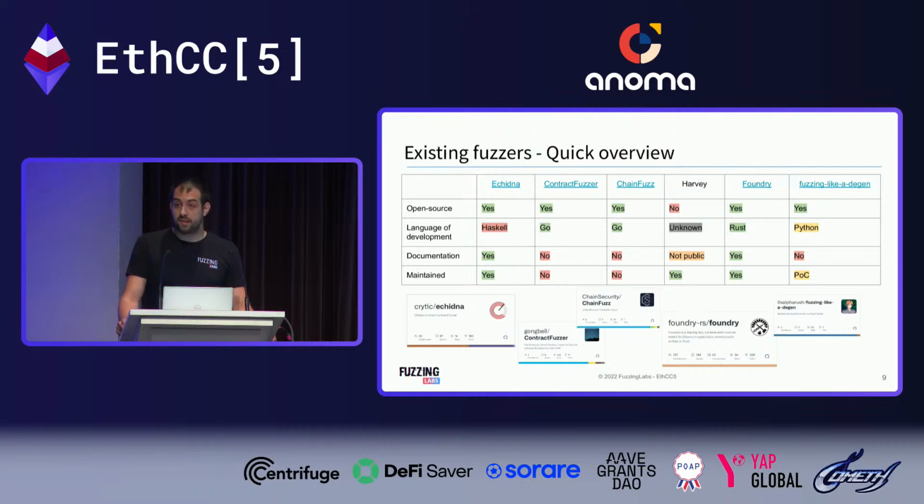The last point is whether it is maintained or not. That's really important, especially if you want to start to learn how to use a fuzzer, and this fuzzer will be updated over time, fitting with the new opcodes and the new things that will come in the ecosystem and in smart contracts. So that's also a key point. That's where you see that Contract Fuzzer and ChainFuzz are actually not maintained anymore, so deprecated. But there is still some interesting stuff to learn from them.